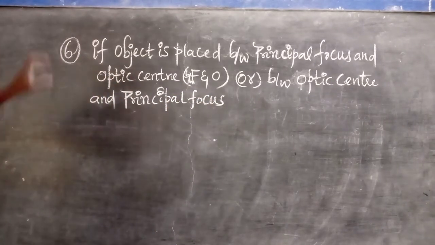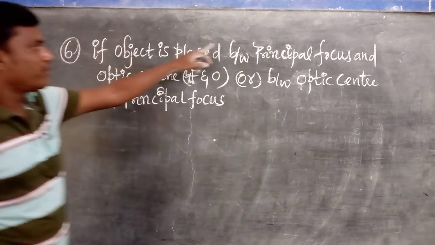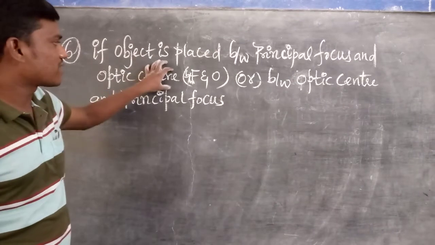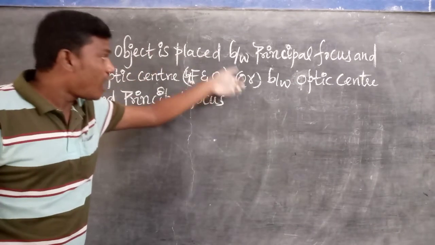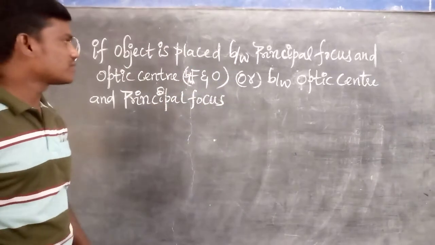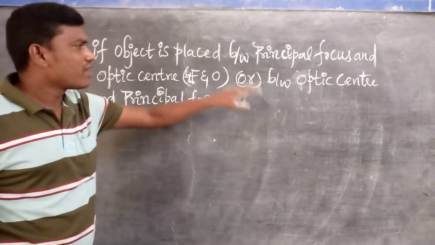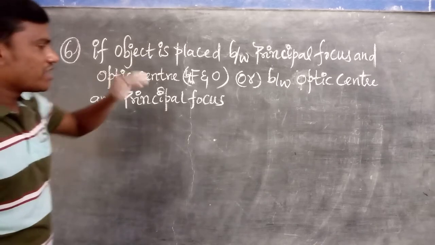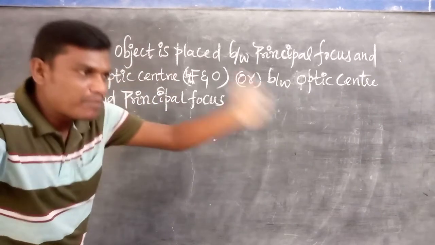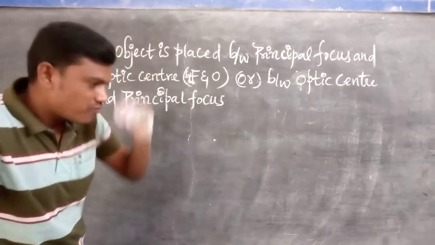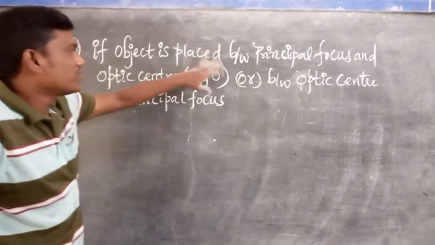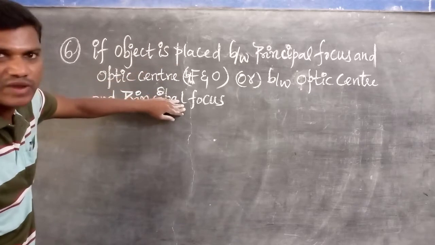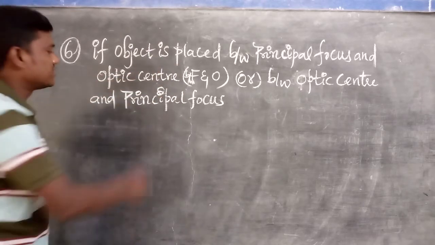So, if the object is placed between the principal focus and optic center, or between F and O, or some ask it as between optic center and principal focus. If the object is placed between the optic center and focus, or focus and optic center. The question is asked like this for confusion purposes, but the diagram and the nature are the same.